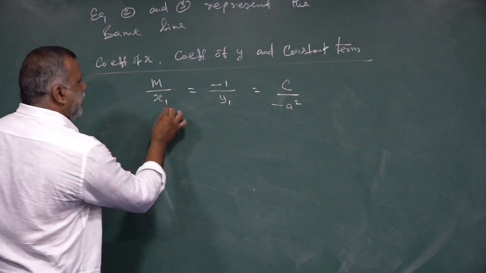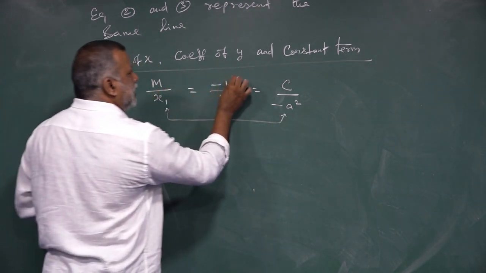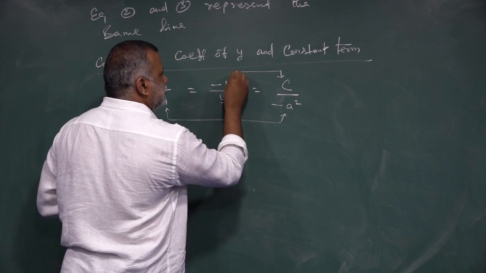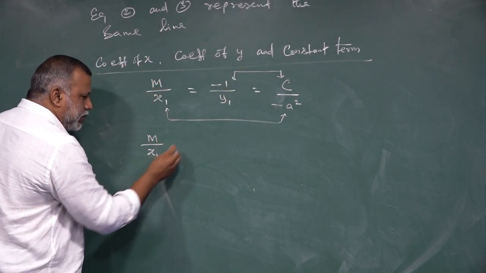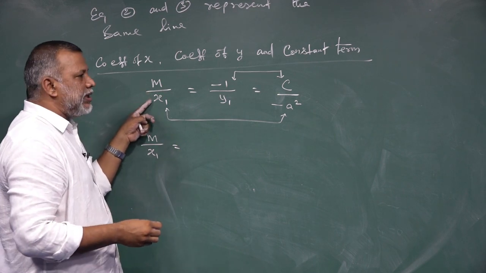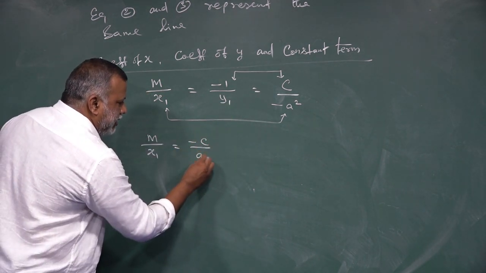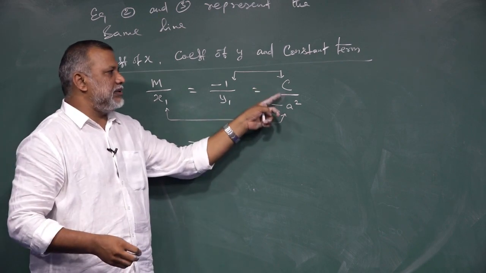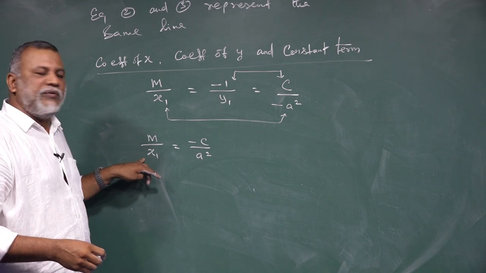So I can compare the first and the last. We can compare the first and the last, second and the last term. See here, m divided by x1, minus c divided by a squared. I can write this last term as c divided by a squared. I want to find the value of x1.